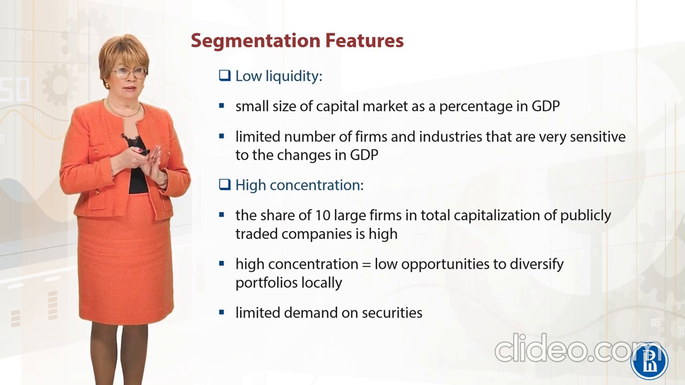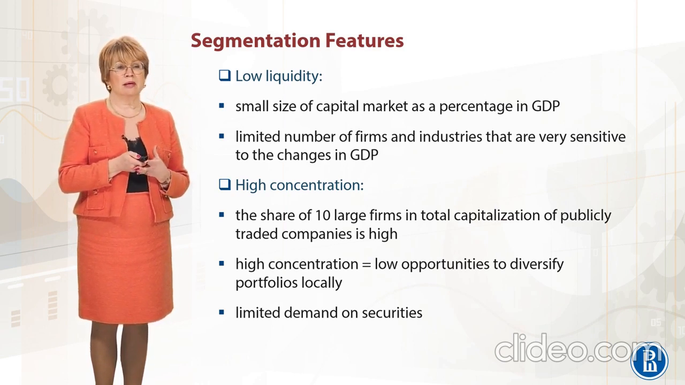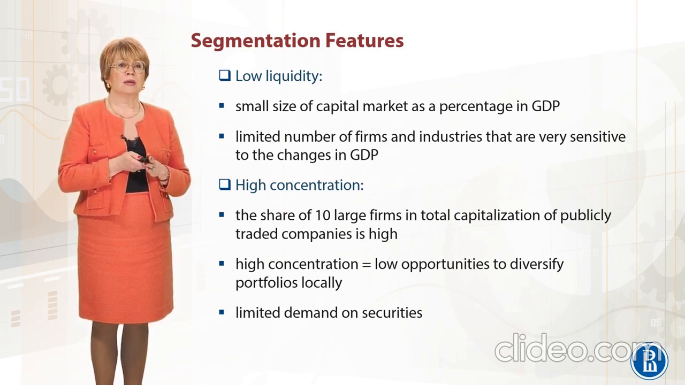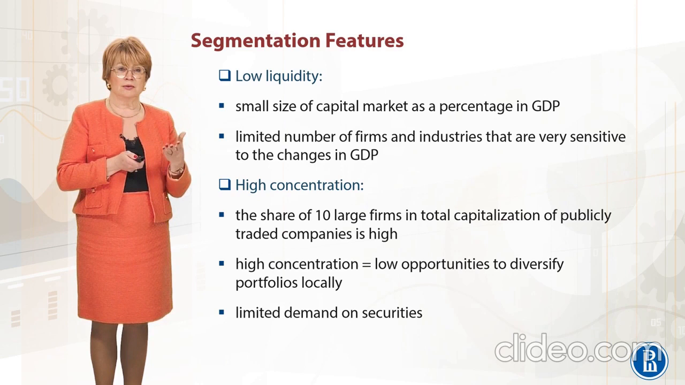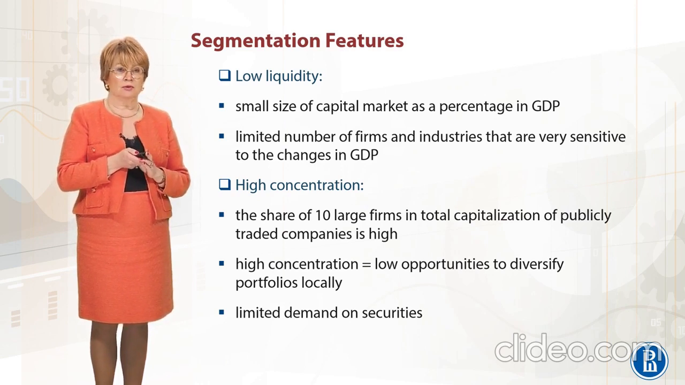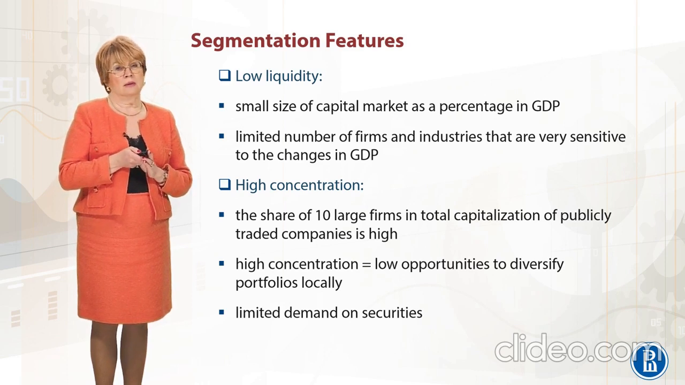We already said that the emerging capital market may be really very narrow. It may have a very low number of different publicly traded securities. In terms of industry, very low scope. In terms of the industries, in terms of the companies themselves, and the small size of the capital market as compared to the gross domestic product.